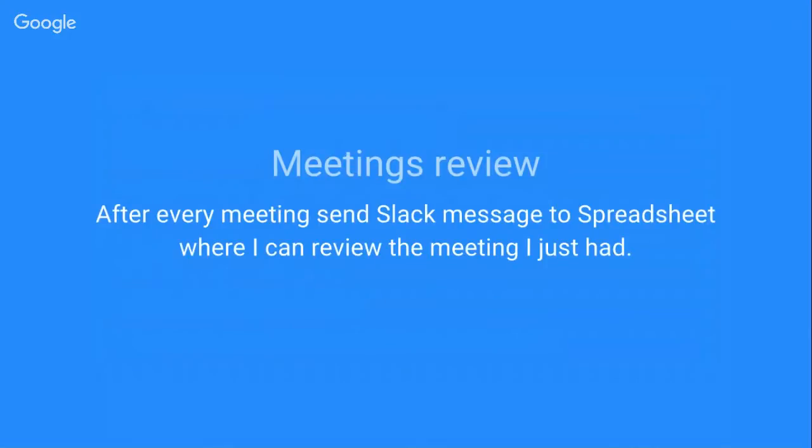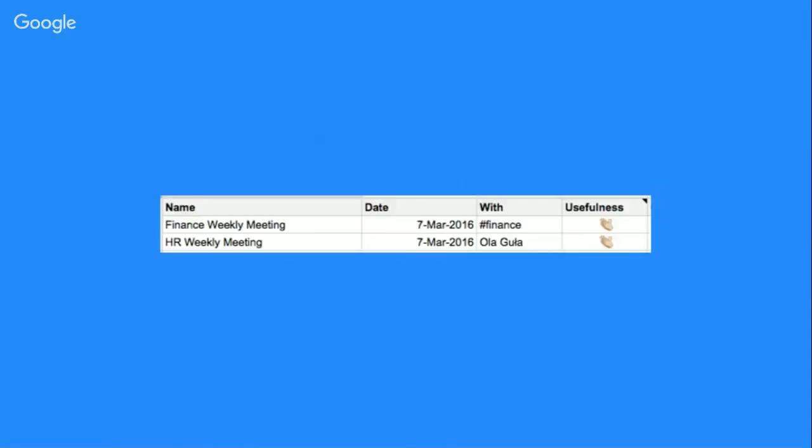Okay, meetings review. That's the next step. It's also very simple. So the problem I have is I have a lot of meetings, and I wanted to know which meetings give me some value and which not. So my idea was actually to create a spreadsheet which looks like this.